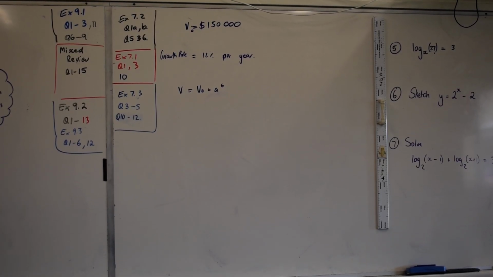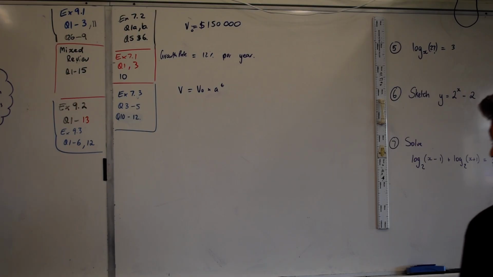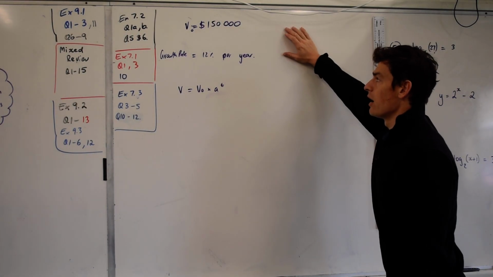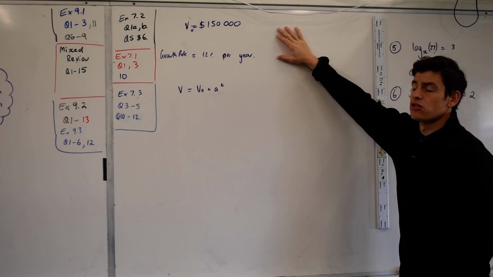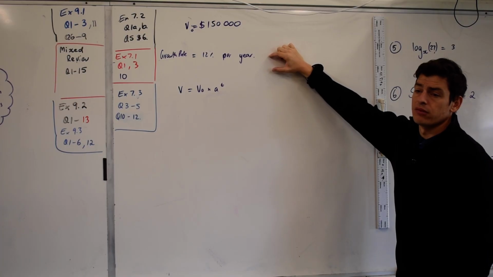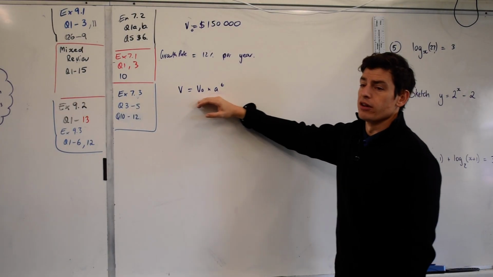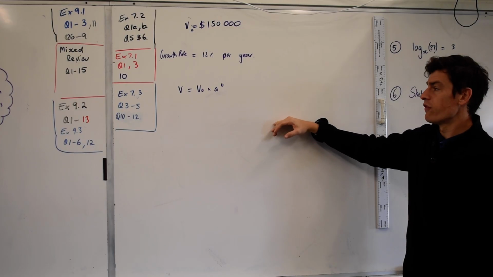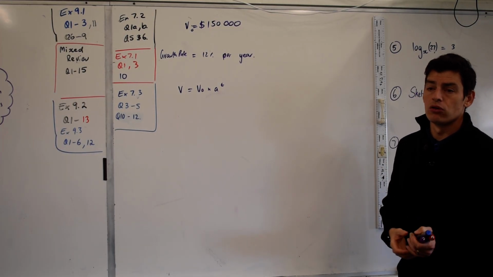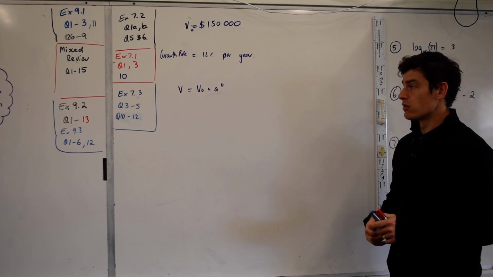So here's an example of an exponential model. We've got this piece of art that's initially valued at $150,000. It's got a growth rate of 12% a year, and we've been given the general formula. So when I have a final model, what values will be replaced by numbers?